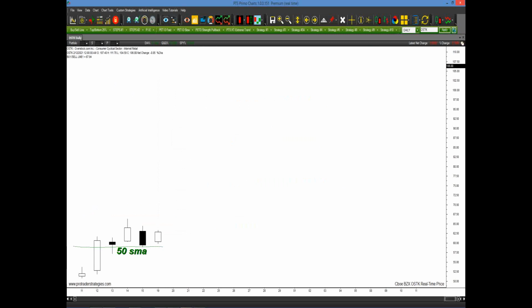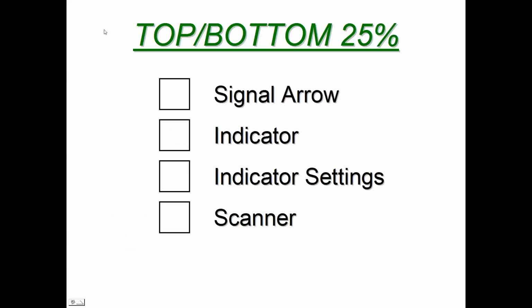Now we want to see what the short-term trend is. So in the upper left-hand corner, right next to buy-sell line, we placed them there on purpose so you students could use them in conjunction. And click that on in the drop-down menu. Click on signal arrows, and it will share with you if a bar closed in the top or bottom 25%.